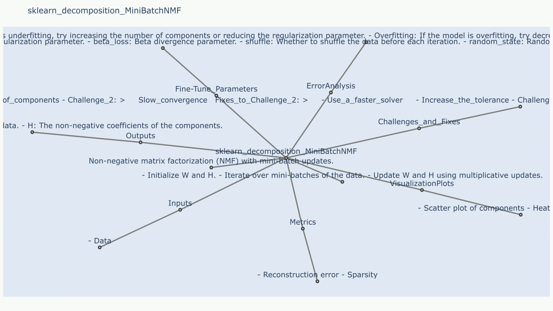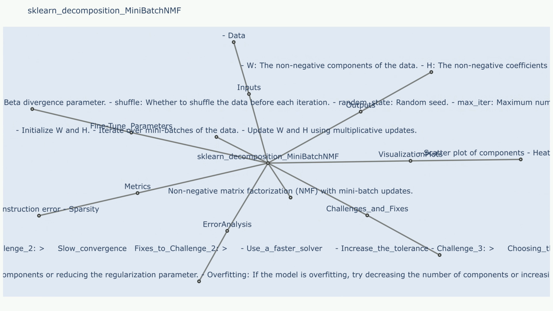Fine-tune parameters. n_components. This is the number of components to extract. This parameter controls the dimensionality of the latent space that you are projecting your data into. A higher value of n_components will result in a more complex model that can capture more of the variance in the data, but it can also lead to overfitting.